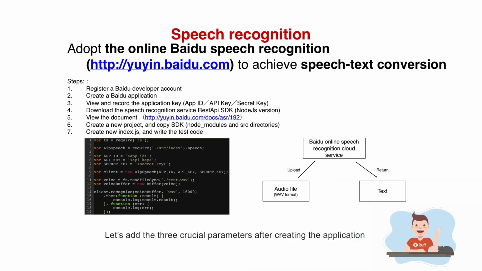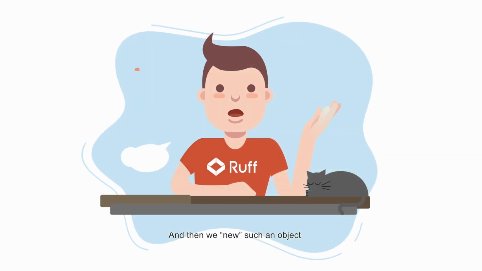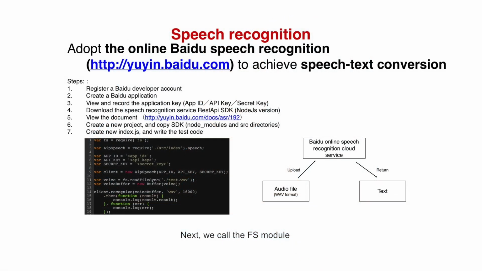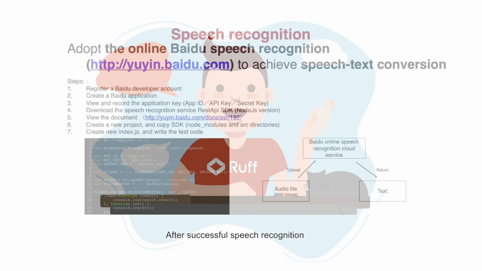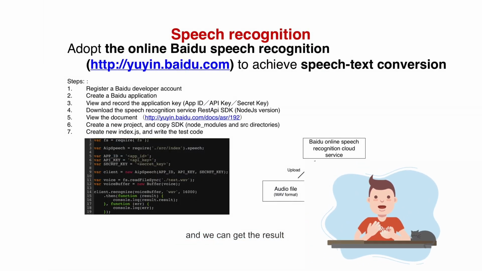Next, after creating the application, let's add three crucial parameters, namely app ID, API key, and secret key. Add these three parameters here. And then we new such an object, and then get a client. Next, we call the FS module to read an audio file named test.wav on the disk. Let's call client.recognize to complete the speech recognition. After successful speech recognition, it will call a callback here, and we can get the result.